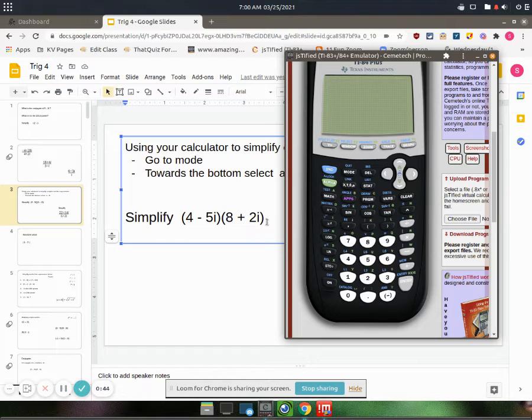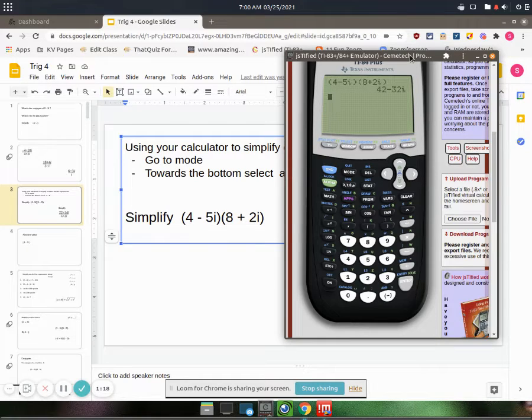And then all you do is literally just type in the expression that you're multiplying here. So parentheses 4 minus 5, and then for the I, what you're going to do is this little blue symbol right here. So it's going to be second in the decimal. Second and the decimal, and then you could do times. Let's do parentheses 8 plus 2i. There it is, and it'll multiply it out and simplify it for you.